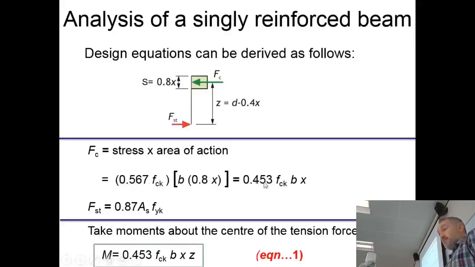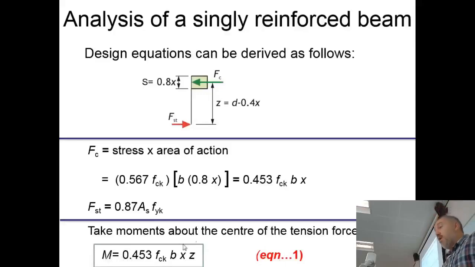Multiply all that out and we end up with this value here. If we take moments around the centre, you've got your force times your distance z. That gives us equation 1. Now equation 1 is within the flow chart.